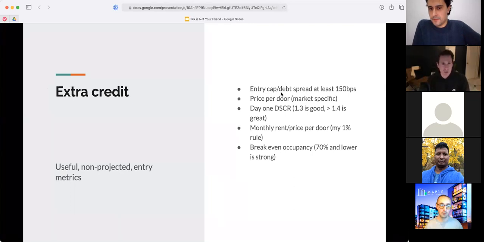If it's 1.3, 1.4 or above, that means even if you didn't improve the property at all, which is going to be the reality on day one, there's enough delta between what the property is earning you today and what your new debt is going to cost that you're okay, right? You've got about 30% of buffer there, which is enough to provide you with a lot of downside protection. And again, that's something that on day one of ownership, or day minus one of ownership, is a knowable number. It's not a projection.